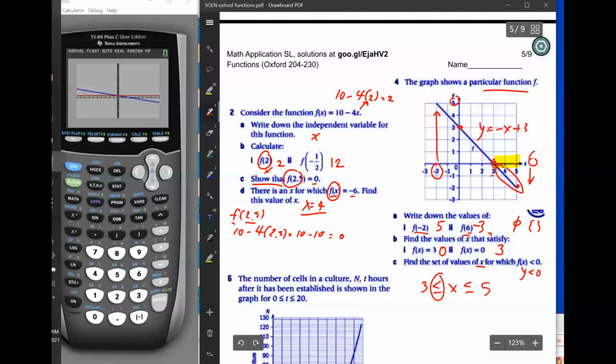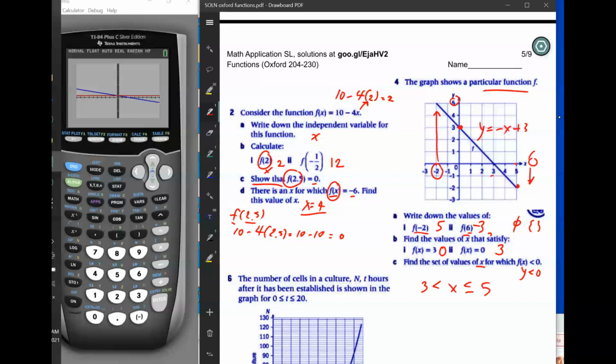But what about this value here? The value where x equals 3. When x equals 3, is the y value negative? It's right on the line, right? It's 0. So technically, x equals 3 does not produce a negative y value. It produces a 0 y value. And since this is less than 0 and not less than or equal to 0, then this should also be less than. It shouldn't include 3 because 3 does not produce a negative y value. Okay? All right. Let's move on.